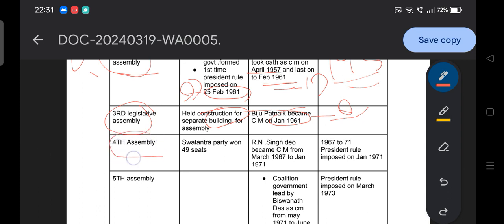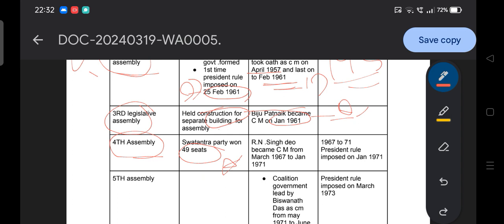Then the fourth legislative assembly. The importance of that is that the Swatantra Party won 49 seats. Do you know the Swatantra Party? Let me clear it for you. The Swatantra Party is a regional political party which for the first time won 49 seats during the fourth assembly. That's why it is important, because it is the first regional party to win the highest number of seats, and it also formed the government in coalition. That is how to remember.